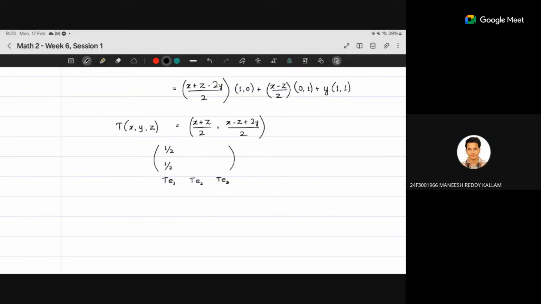Sir, we are inputting the standard basis, right? Like 1 0 0, 0 1 0, 0 0 1. Yes, yes. So this is the matrix of T with respect to the standard basis. Confused by E1, sir? Okay, okay.